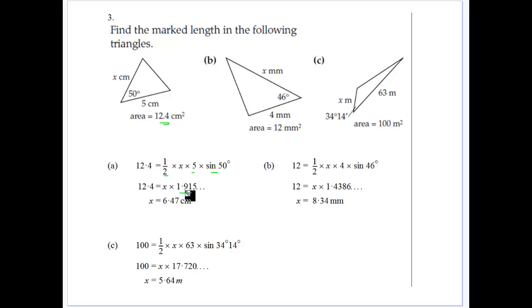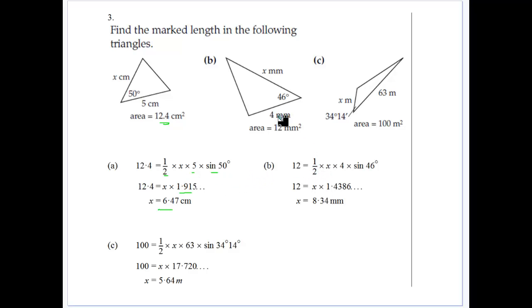We have x times 1.915. Divide the 12.4 by the 1.915 to get x by itself. We get x is equal to 6.47, which sounds reasonable. If we throw it back in, that should give us 12.4. Again, we're able to solve an equation. We can sub it back in to check if it works.